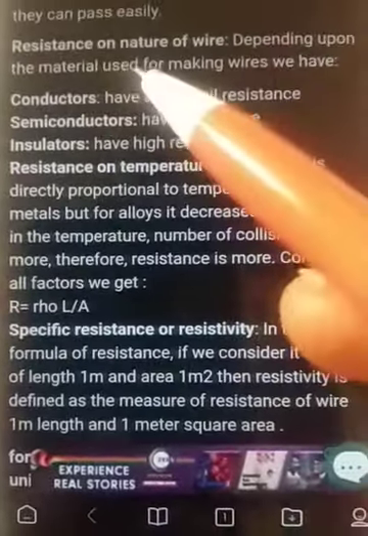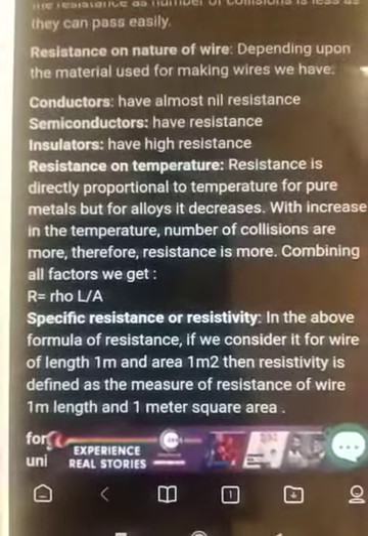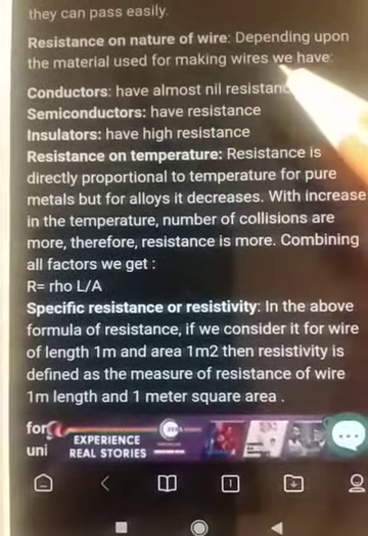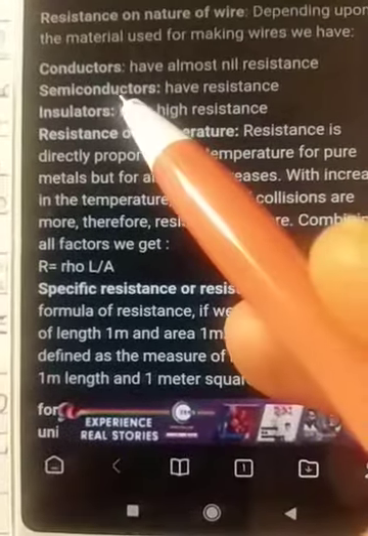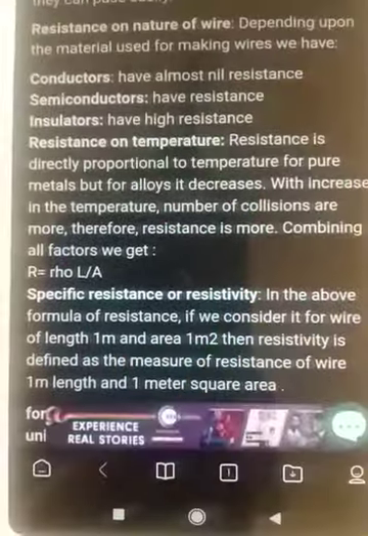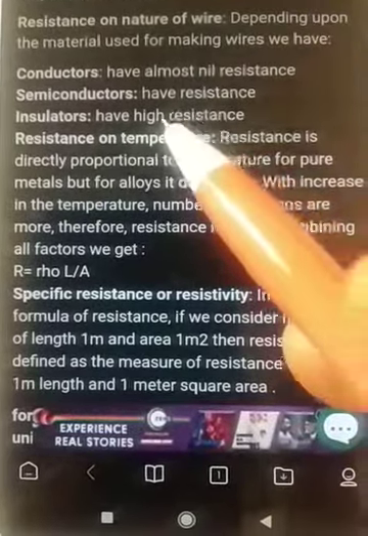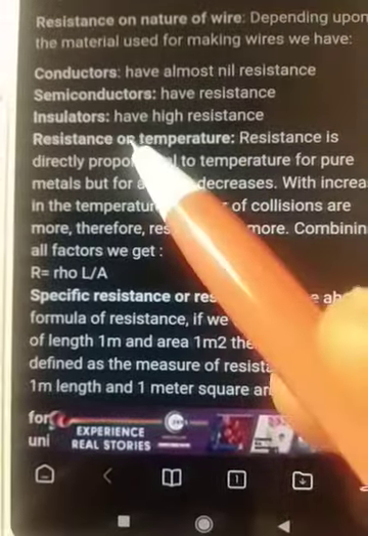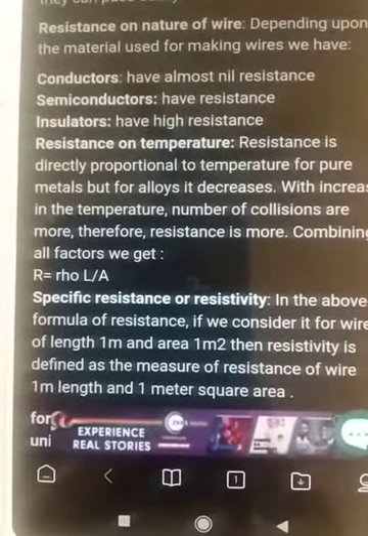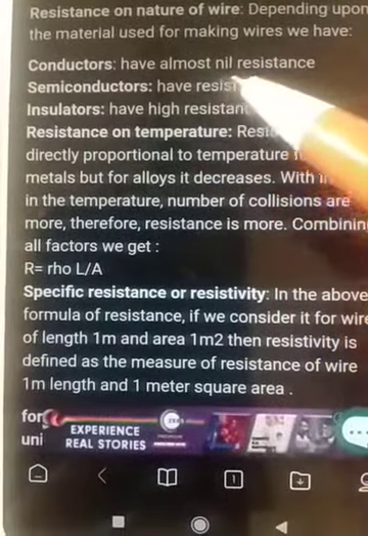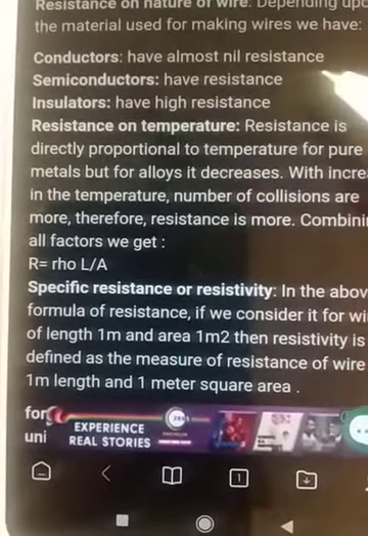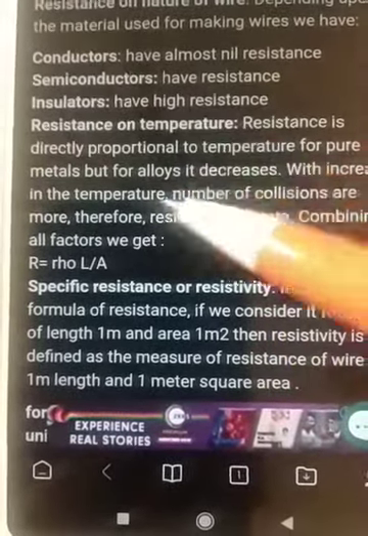Next is resistance on nature of wire. It also depends on the material used for making wires. Conductors have almost nil resistance. Semiconductors have resistance. Insulators have high resistance. So a conductor cannot obstruct the flow of electrons, a semiconductor will have some resistance, and an insulator has high resistance.